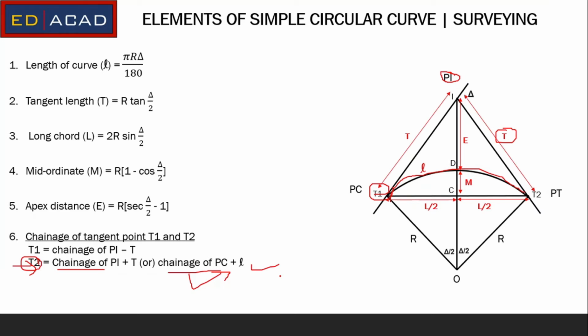So that was it. These were some of the elements of a simple circular curve. Now you will not need to remember the formula. If you have this figure in mind, you can easily derive it whenever needed.